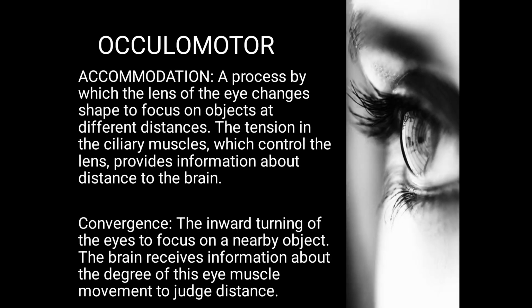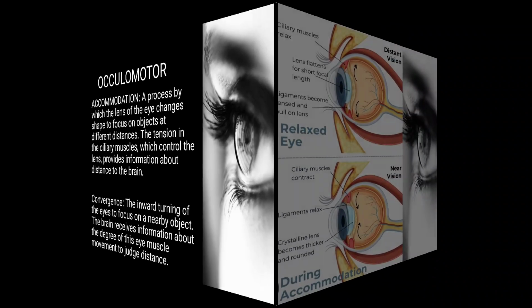Here the tension is present; the ciliary muscles contract as well as relax. By this mechanism, we can get information about at what distance the object is present. This kind of information is provided by the ciliary muscles to the brain by creating tension.